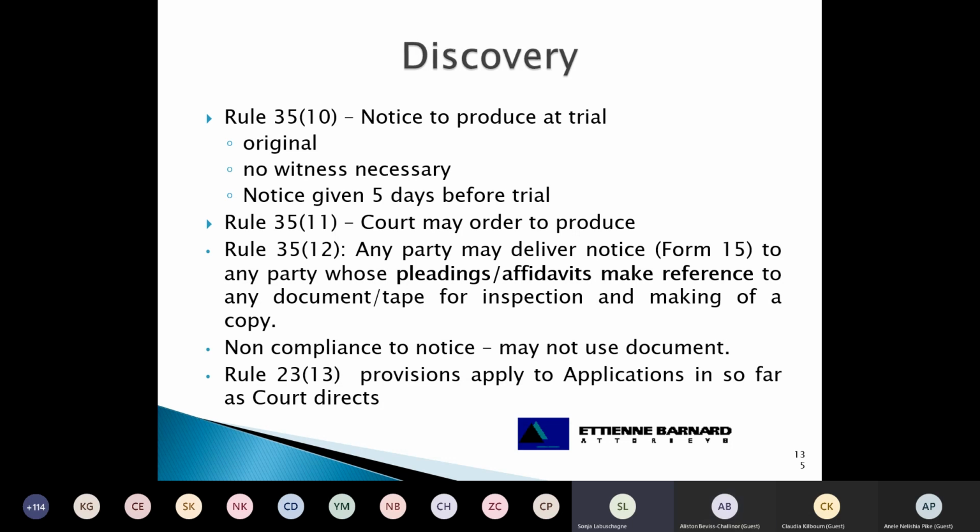And as I said, if they didn't ask you to discover, then you don't have to, and you can use whatever documents you want. But if you were asked to discover and you didn't, then you're not allowed to use those documents. Again, this is available for applications, but you need to get the court's consent. You need to apply to court if you want to have discovery in applications. Usually that's not necessary, because the point of applications is that your case is on paper, so everything is attached. But you can ask for discovery if need be.